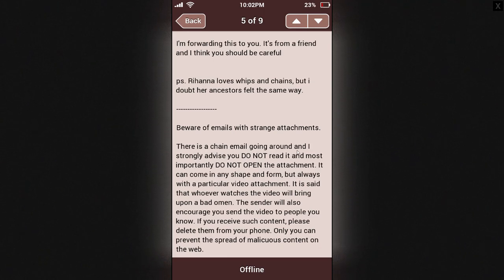There is a chain email going around, and I strongly advise you do not read it, and most importantly, do not open the attachment. It can come in any shape or form, but always with a particular video attachment. It is said that whoever watches the video will bring upon a bad omen. The sender will also encourage you to send the video to people you know. If you receive such content, please delete them from your phone. Only you can prevent the spread of malicious content on the web.